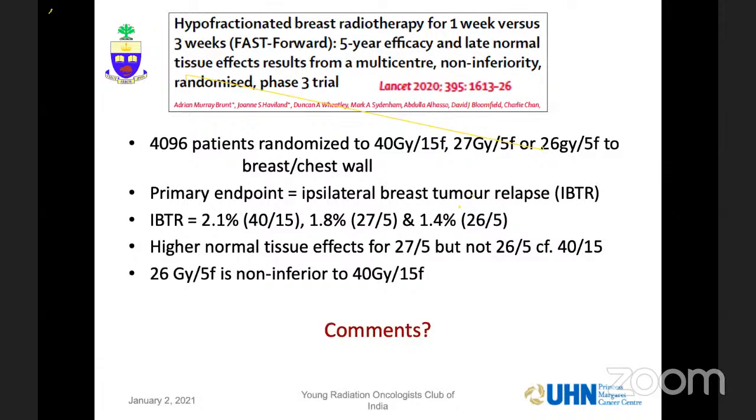Actually, it was designed for the fact that the normal tissue effects were not well known. Well, I agree with you. Actually, there is a suggestion that when you are fractionating over 5 days instead of 3 weeks, the alpha beta ratio or the fraction size sensitivity of the breast is probably slightly different, which is why 26 actually came out to be isotoxic as compared to 40, not 27.